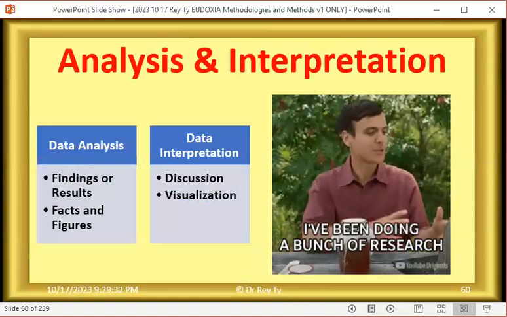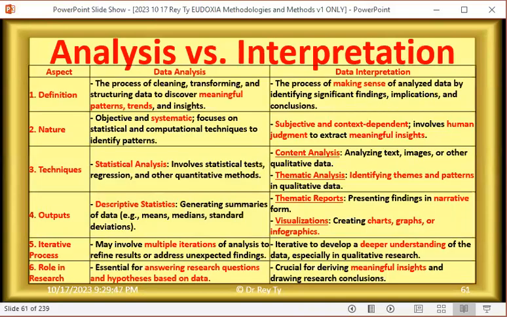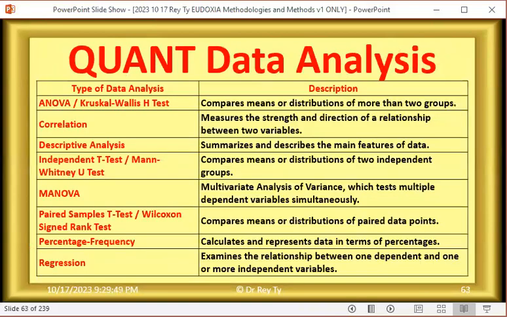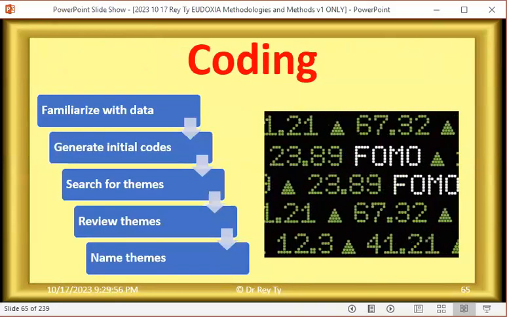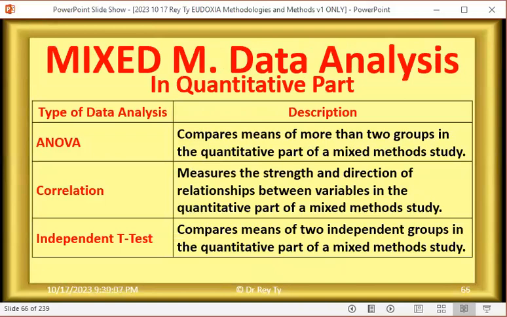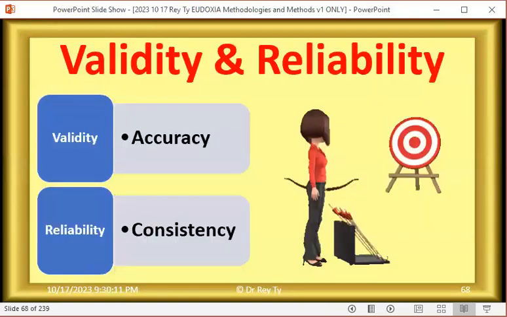Okay, so these are for data analysis. In qualitative research, it's called the findings. In quantitative research, you call it results. And data interpretation would be the discussion and the data visualization. Okay. The quantitative data analysis, there are all kinds, from ANOVA to regression. Qualitative data analysis, you have all kinds, from action research analysis to thematic analysis. And then you do coding in your research. Mixed method, you also combine.